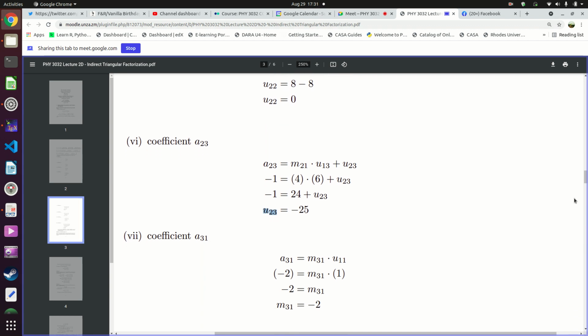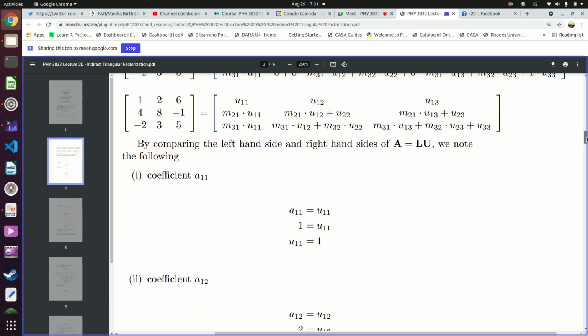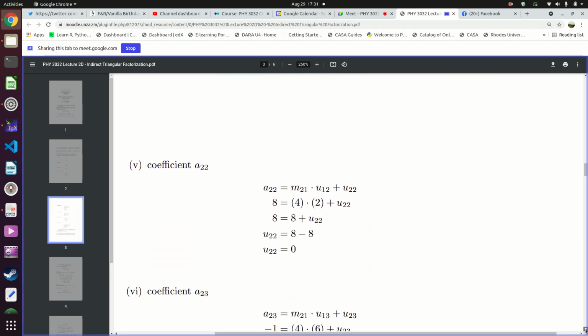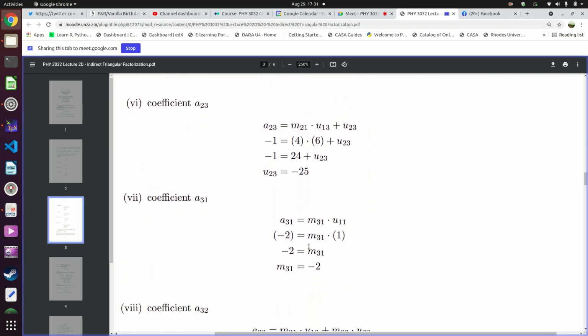Okay. Then if you move on to this other bit here, you've got a minus 2 here. This minus 2 expression is equal to M31 multiplied by U11, and we know U11 is equal to 1. So we end up with minus 2 equals M31 times U11, but U11 we know is equal to 1, so it's minus 2 equals M31 times 1. That's going to be minus 2 equals M31. So M31 is going to be equal to minus 2. No problem, that's fine.